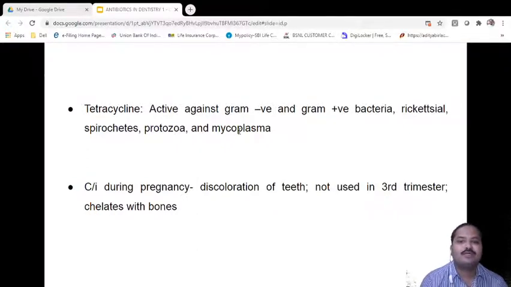Contraindicated. What all things does it interact with? It interacts with oral contraceptives, antacids, penicillins, anticoagulant therapy.